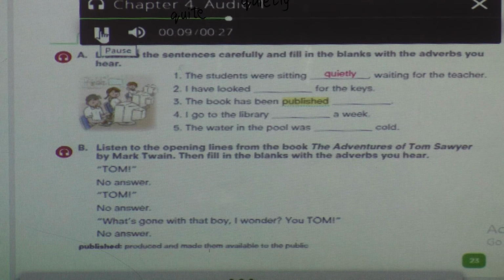2. I have looked everywhere for the keys. 3. The book has been published recently. 4. I go to the library twice a week. 5. The water in the pool was rather cold.